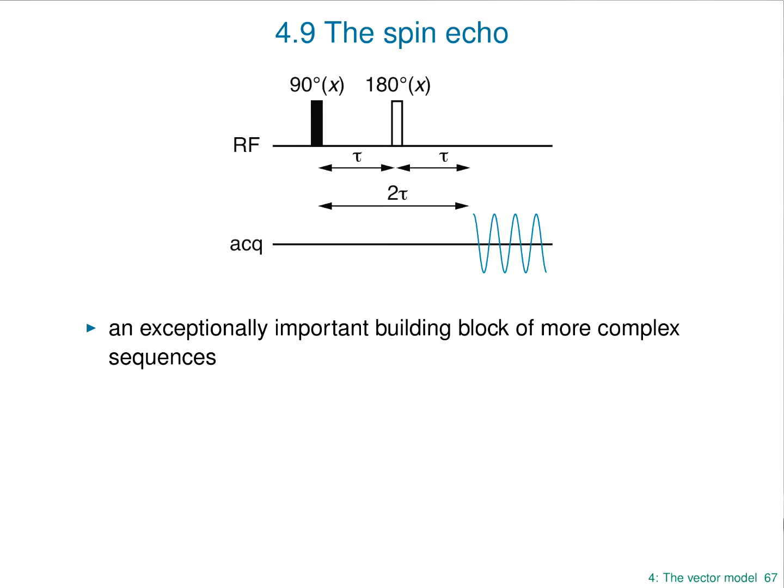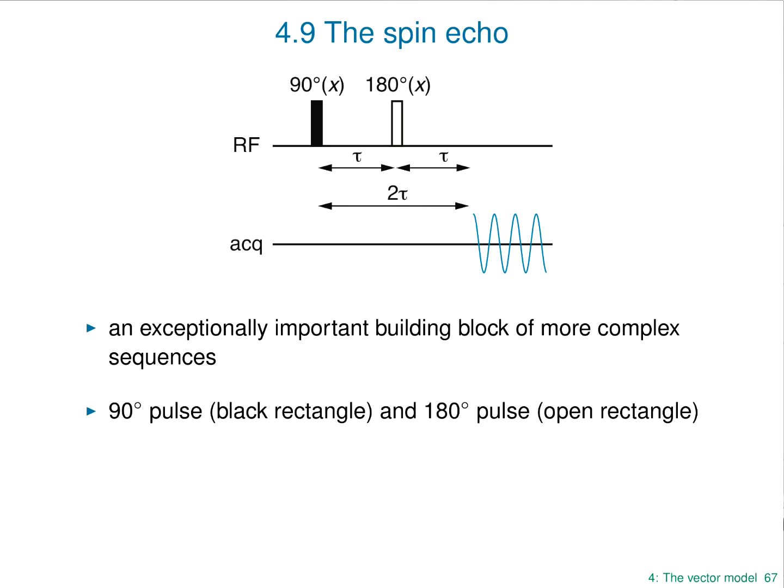Well, this is the pulse sequence. You do a 90 degree pulse, you leave a delay, and then you do a 180 degree pulse, and then you leave the same delay, and then, and only then, do you observe the signal. And in these diagrams, a solid block is a 90 degree pulse, and an open block is a 180 degree pulse. And notice I'm indicating you acquire the signal after the second delay tau.